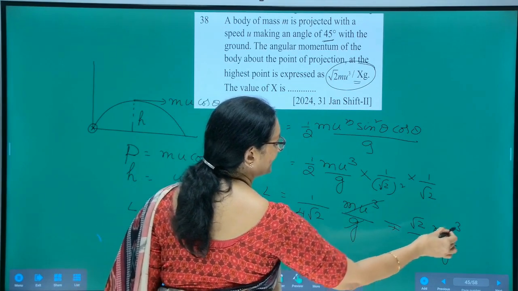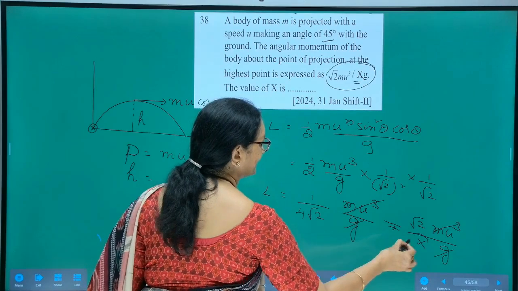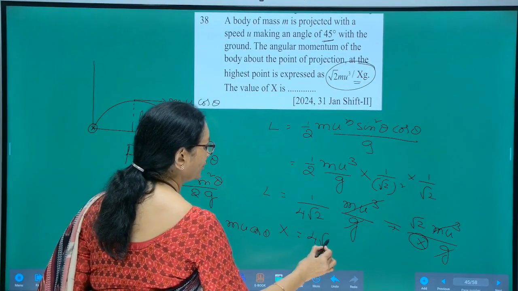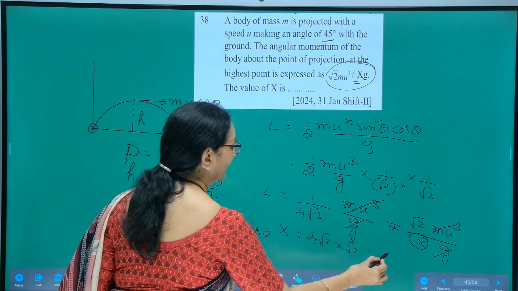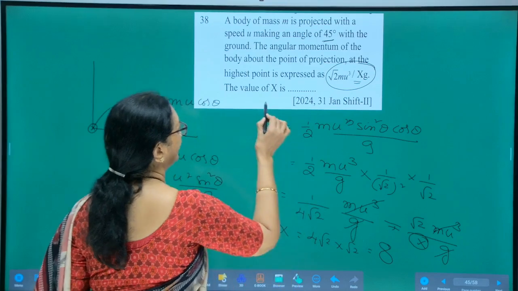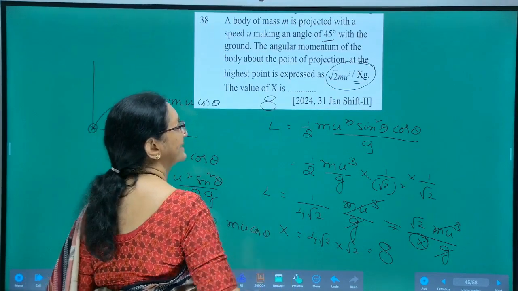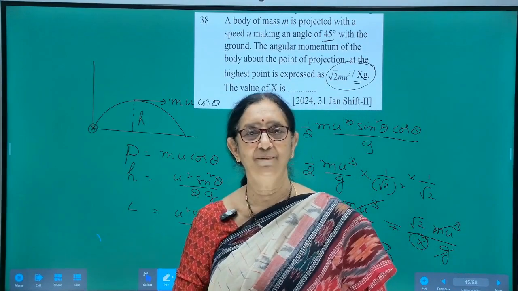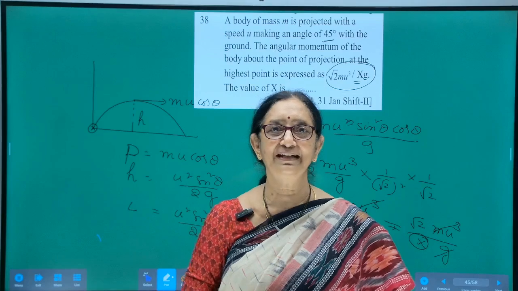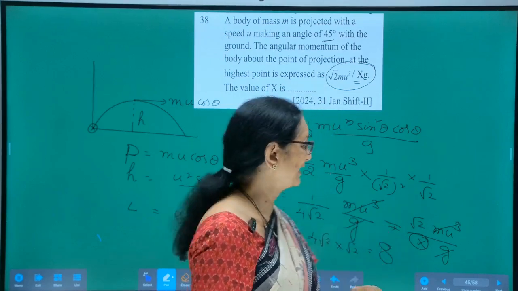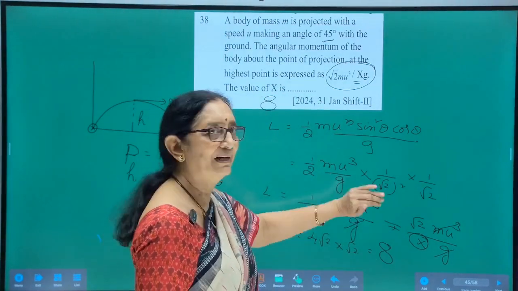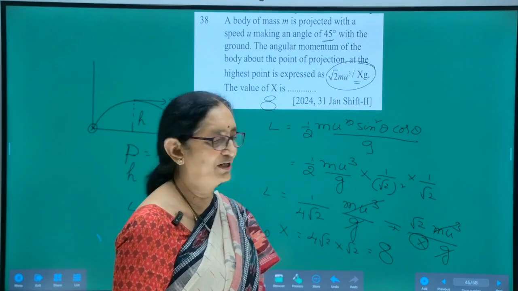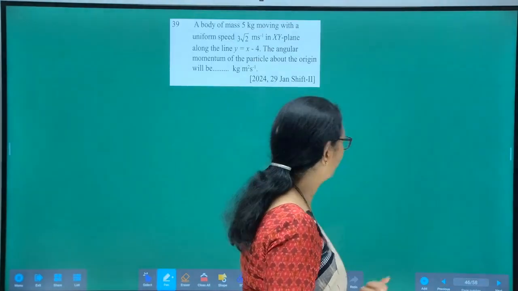Mu cube by g, mu cube by g gets cancelled. So x is equal to 4 root 2 into root 2, that is equal to 8. So the answer for that is 8. See, if you watch the numerical problems, the concept and everything is simple, and in the last step you have to compare our value with the given expression to find the unknown in the integer form.